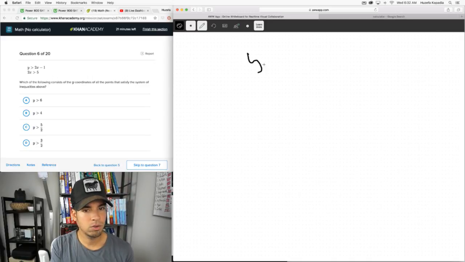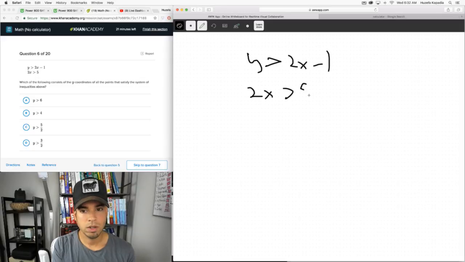y is greater than 2x minus 1. 2x is greater than 5. Which of the following consists of the y coordinates of all the points that satisfy the system of inequalities above? So we need the y coordinates.